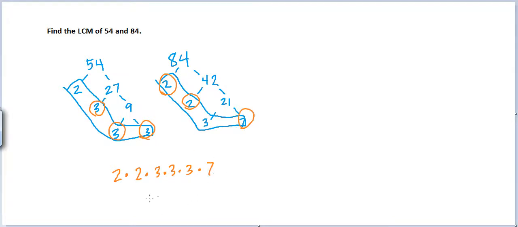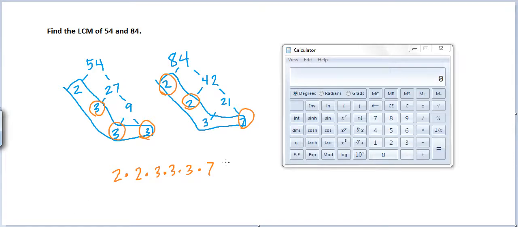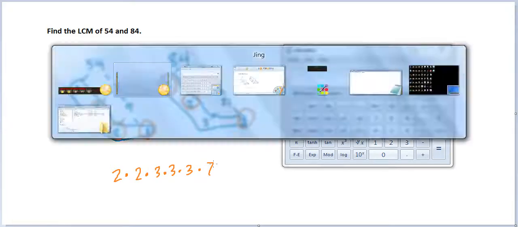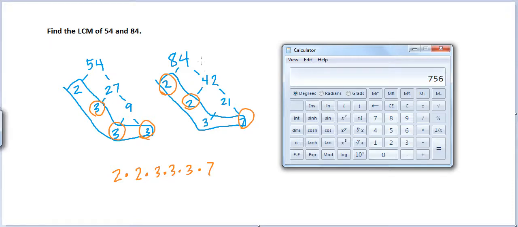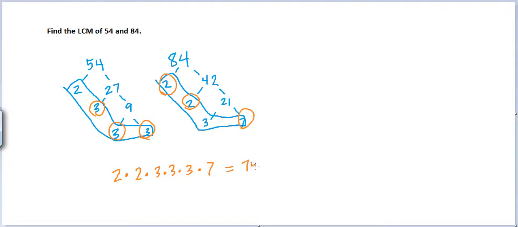So if we get out our calculator here, and we take 2 times 2 times 3 times 3 times 3 times 7. In this case, the LCM of these two awful numbers is 756. And that is about as difficult as one of these problems can get.